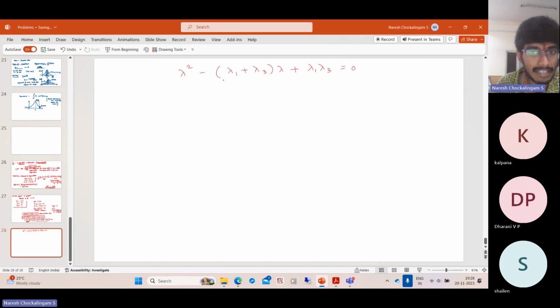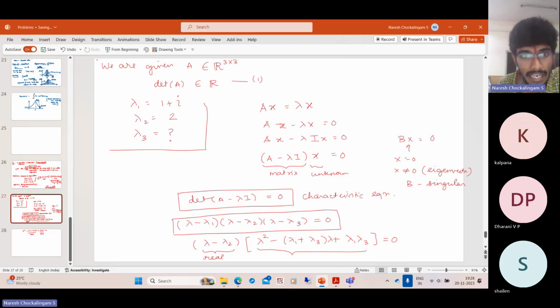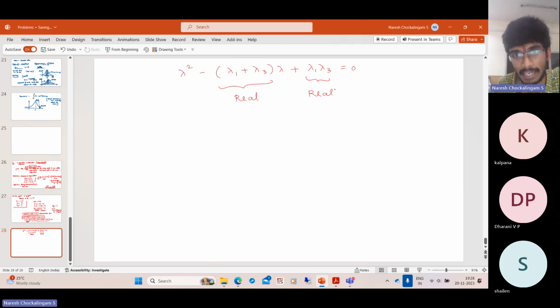Now this is a part of the characteristic equation. So this comes from the coefficients of the matrix. It has to be real, and similarly, this also has to be real. Because where do they come from? They come from the entries of the matrix. So A minus lambda I is some matrix, and these come from its entries. So lambda 1 is known, and it is complex.